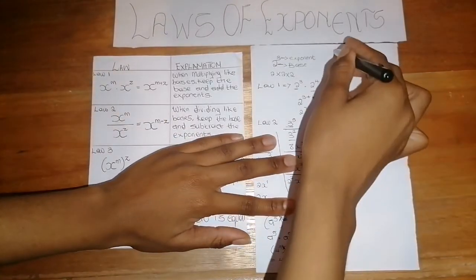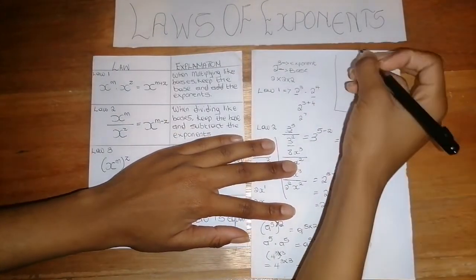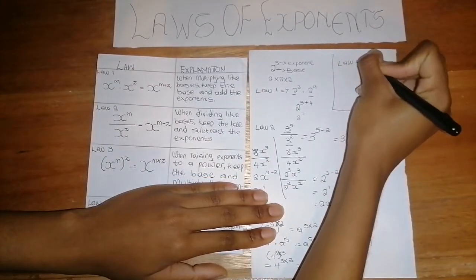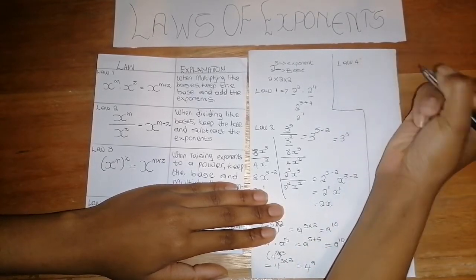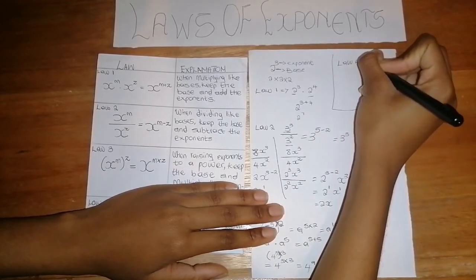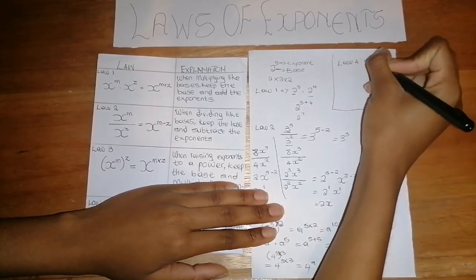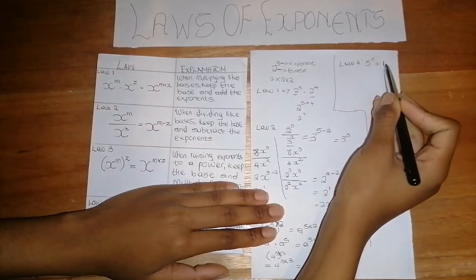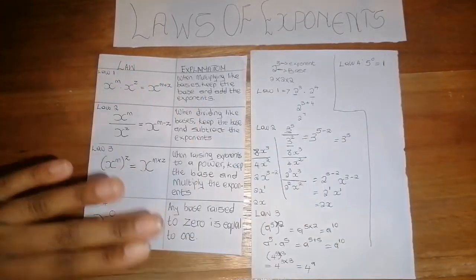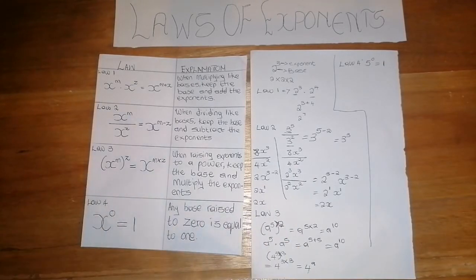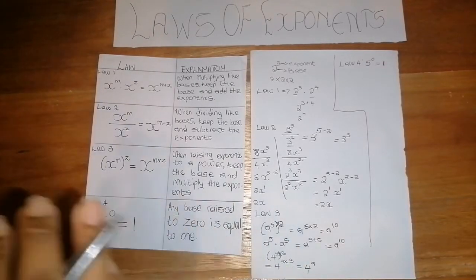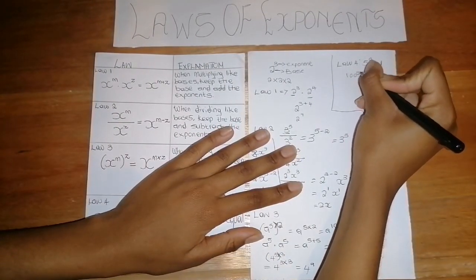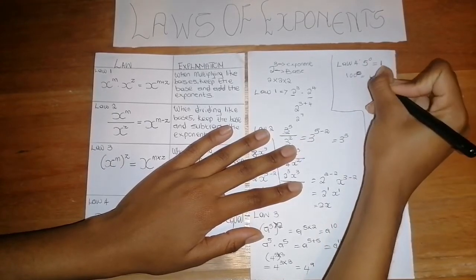So let's see maybe 2 examples. We have law number 4. They are basically saying that when we have something like 5 to the exponent 0, this term is the same as 1. So 5 to the exponent 0 is equal to 1. Any number which is raised to the exponent 0 is equal to 1, no matter how big the number. Let's say you have 100 to the exponent 0, sorry. It is still equal to 1.